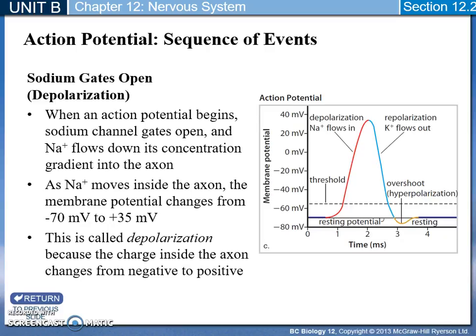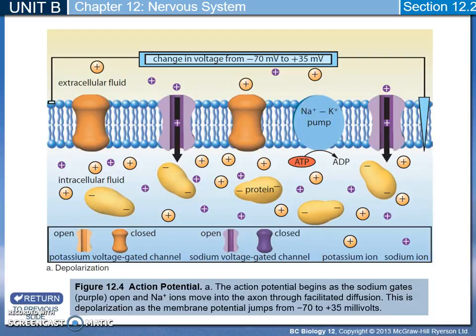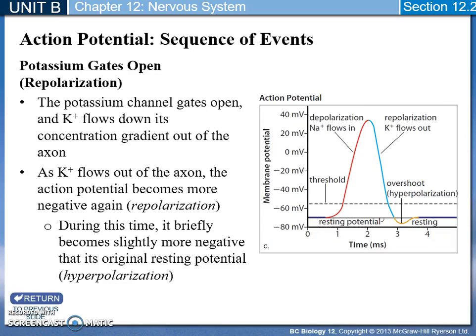As sodium moves inside the axon, the membrane potential changes from minus 70 millivolts to positive 35 millivolts. And this is called depolarization because the charge inside the axon changes from negative to positive. You can see it in this illustration here where the sodium channels open up. It allows the sodium to pass into the axon.